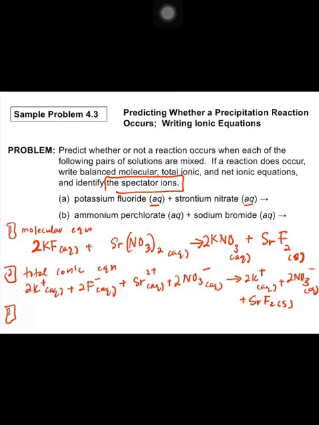So, apa yang sama dekat sini? Potasium, K plus. Lagi? Nitrate. Okay, nitrate ion juga boleh di cancel. So maknanya these are our spectator ions. And then soalan dia kata identify the spectator ion. So your answer should be NO3 minus and also K plus.